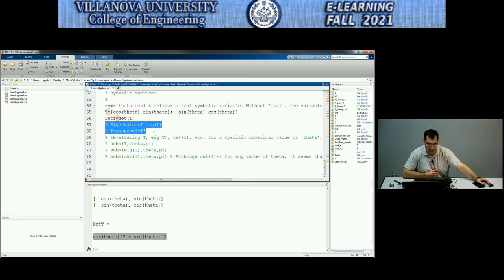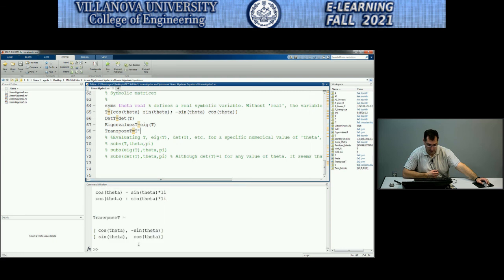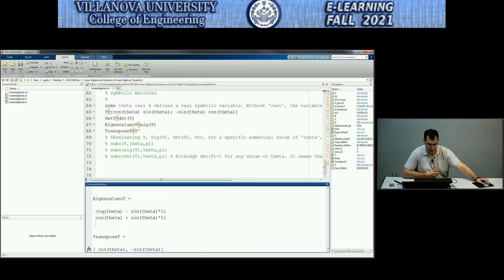You can calculate the eigenvalues, again symbolically. You can do the transposition, obtain the transpose. So these are the eigenvalues of the symbolically defined matrix. So it's again given in terms of cosine, in terms of theta. Transposed matrix, MATLAB can do the transposition.